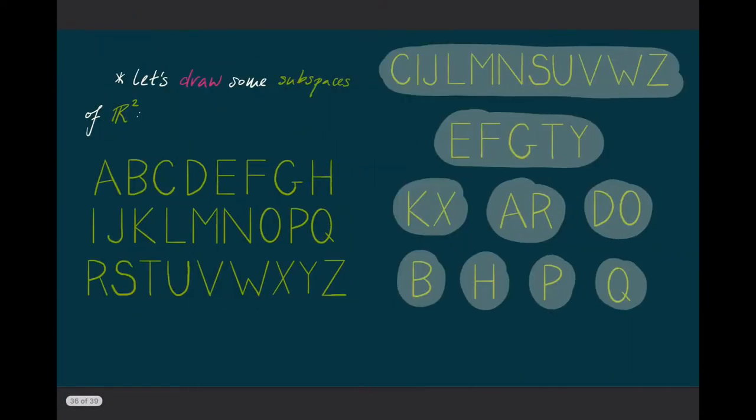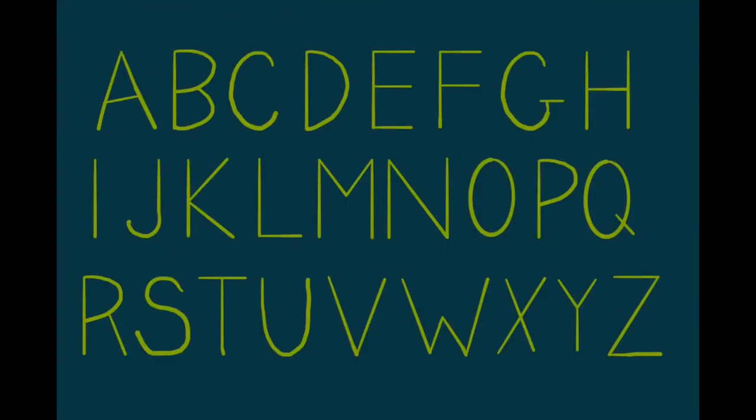Okay, now just for fun, let's draw some subspaces of R2. I've selected these subspaces of R2. I've found 26 of them here. I've drawn these. You're not supposed to think of the thickness of the pen with which I've drawn these. So you're supposed to think of these things as individual line segments that intersect in various ways. And what we can ask here with our alphabet is which of these are homeomorphic and which ones are not homeomorphic. Let's look at a couple of examples.